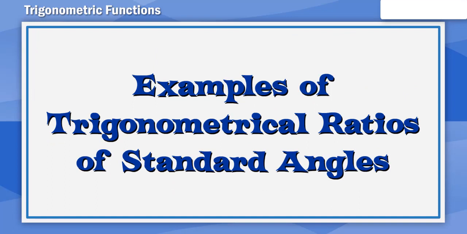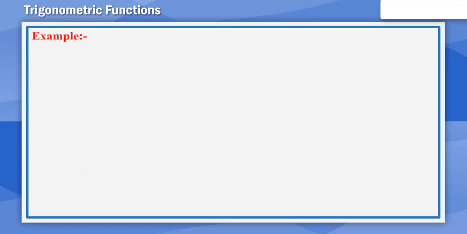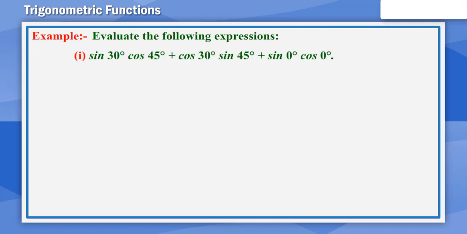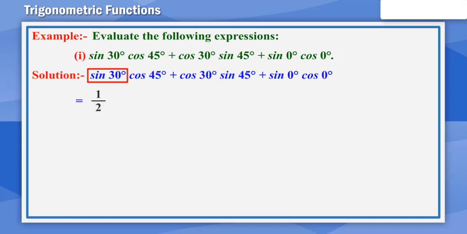Examples of trigonometrical ratios of standard angles. Let's take an example. Evaluate the following expressions. First part, sine 30 degrees into cos 45 degrees plus cos 30 degrees into sine 45 degrees plus sine 0 degrees into cos 0 degrees. In first part, sine 30 degrees is equal to 1 by 2 multiplied to cos 45 degrees is 1 by root 2 plus cos 30 degrees is root 3 by 2 into sine 45 degrees is 1 by root 2 plus sine 0 is 0 into cos 0 is 1.